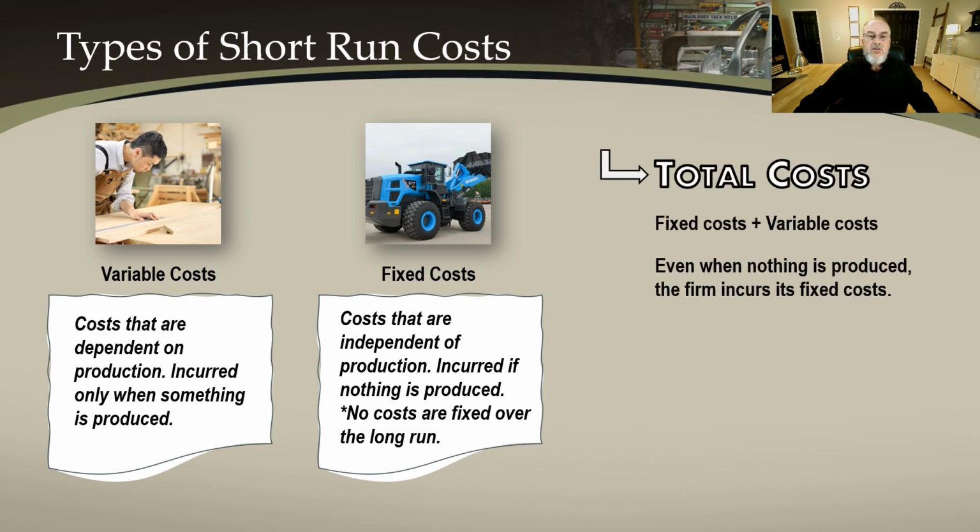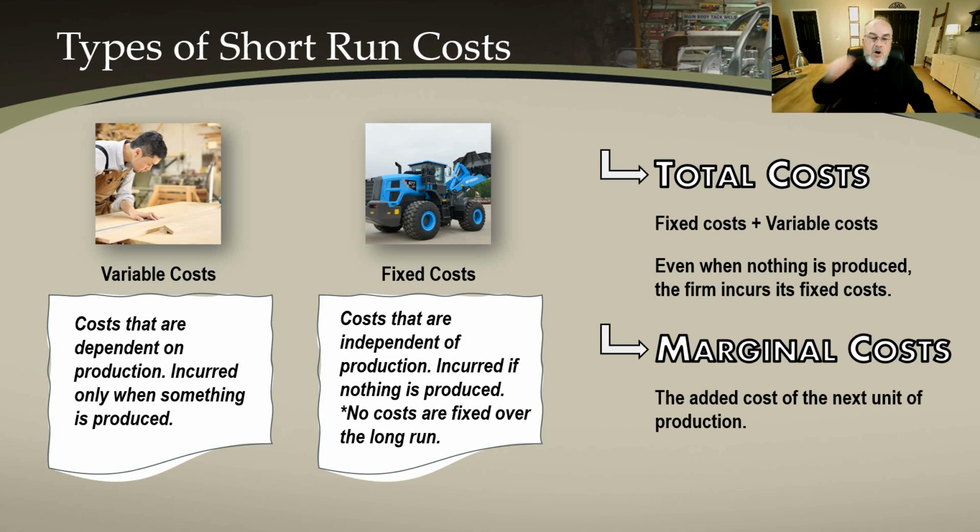Now total cost is when we take variable cost and add it to fixed cost. Those will be our total costs. So in a month at my restaurant, I'd have my lease payment and my insurance payment. Those are my fixed costs. And then I'll have my variable cost, the cost of all my employees, the cost of the French fries and the burgers and the buns. Add those up, and that's my total cost. But even when nothing is produced, I still have to pay my fixed costs. That's important.